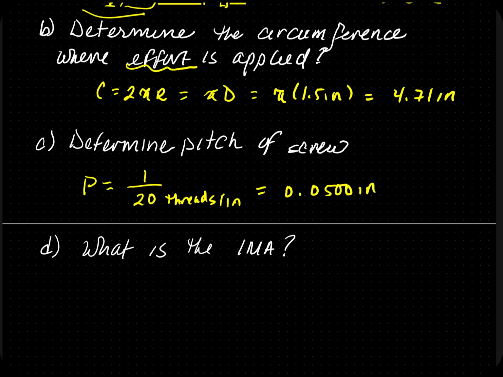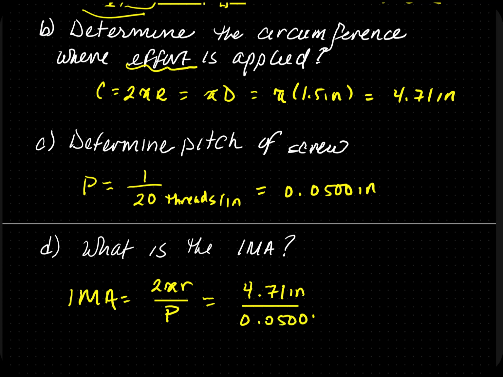So what is the IMA? IMA is equal to the circumference, which is 2 pi r, over the pitch. Circumference we solved in part B as 4.71 inch. The pitch we solved in part C, which is 0.0500 inch. This equals 94.2. No units because the units cancel out.